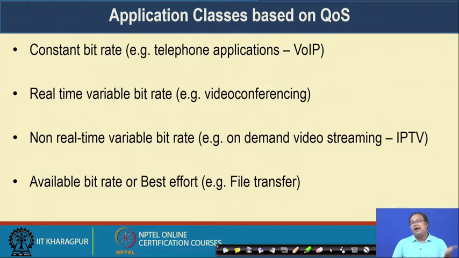And then finally we come to the fourth class of service, which we call the available bitrate or best effort service. Best effort means whatever bandwidth is available in the network, you utilize that bandwidth for transferring the data, say for file transfer. For file transfer as such, we do not need any strict requirement on the quality of service parameters. You can transfer it with whatever available bandwidth is there in the network. That kind of transfer we call available bitrate transfer or best effort transfer.